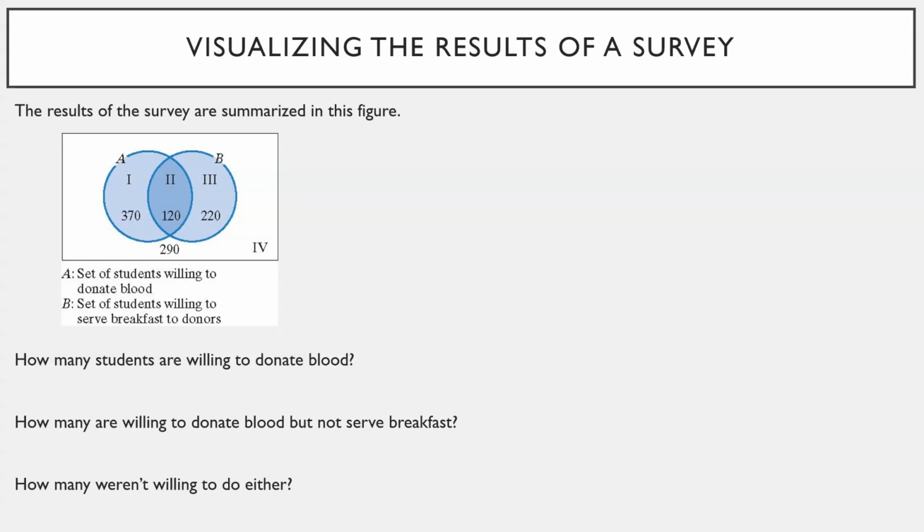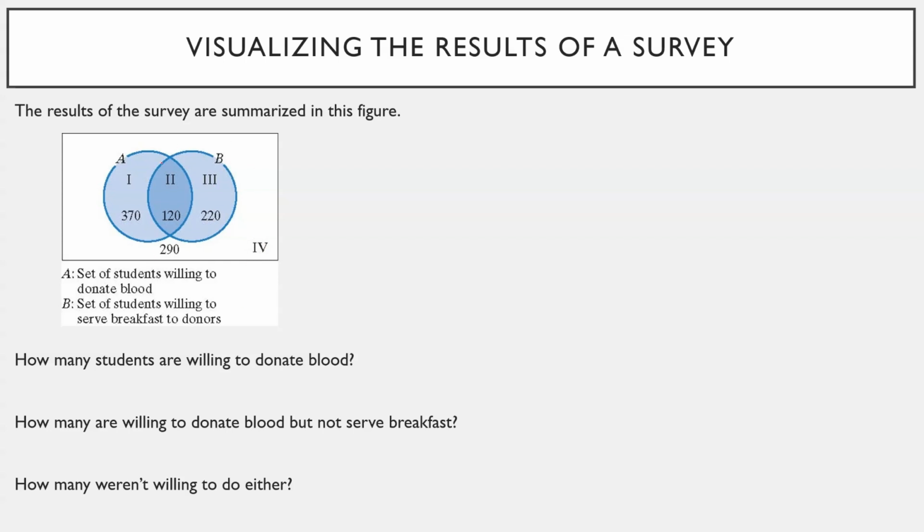Suppose you have this picture here. The results of the survey are summarized in this picture. It looks like a Venn diagram and they overlap. There are two sets here. These Roman numerals represent the regions of the Venn diagram. This is region 1, region 2 is the overlap, region 3 is this region, and region 4 is everything that's outside of these Venn diagrams.